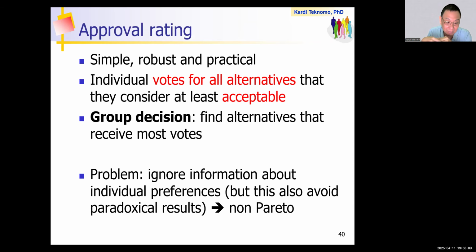Yeah, correct. So this is kind of a survey. Who will select which option they prefer? That's correct. So the problem is we ignore the information about individual preference. So this is also non-Pareto.